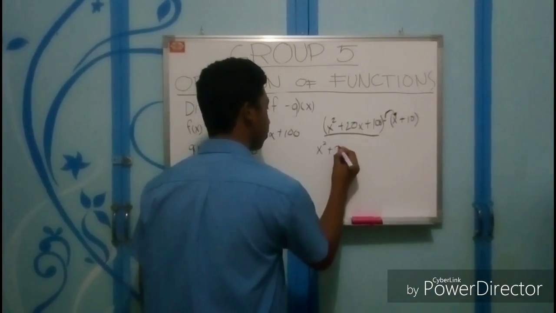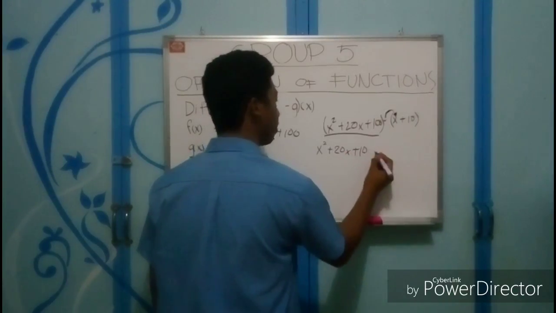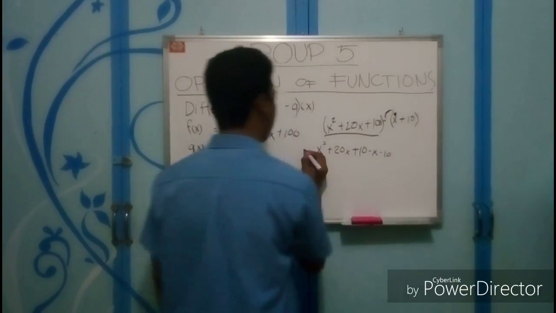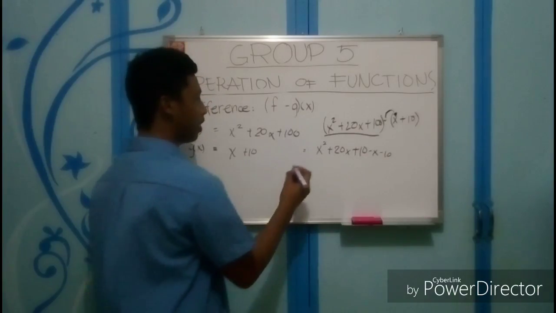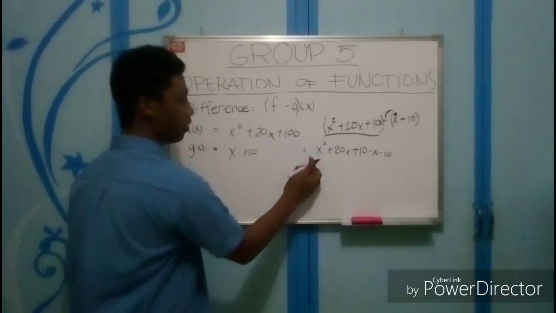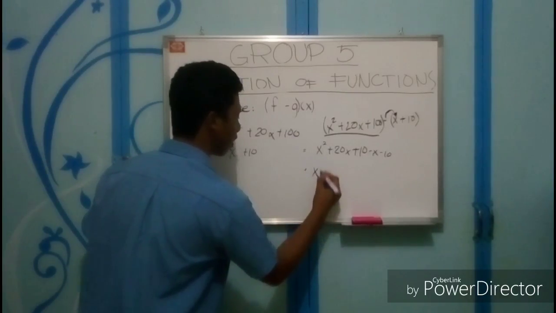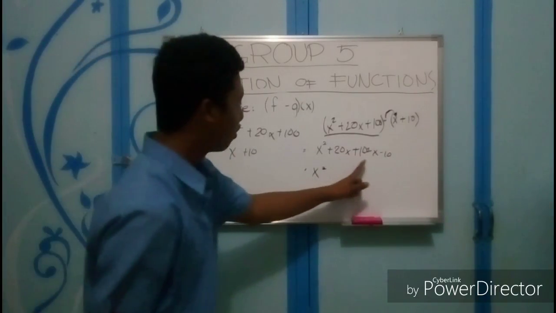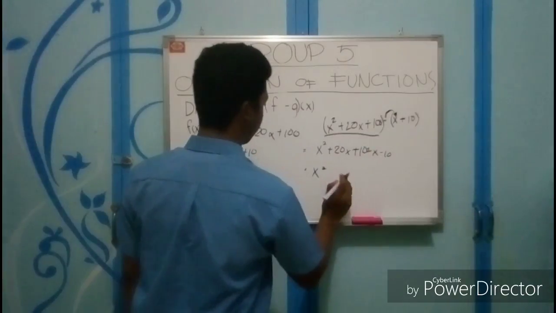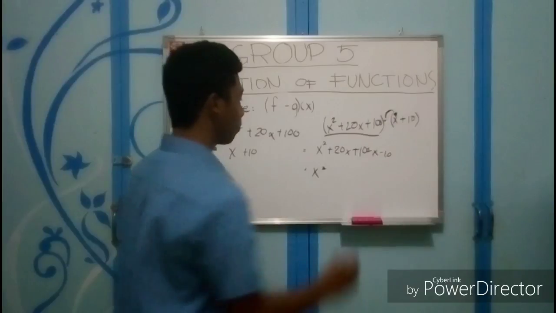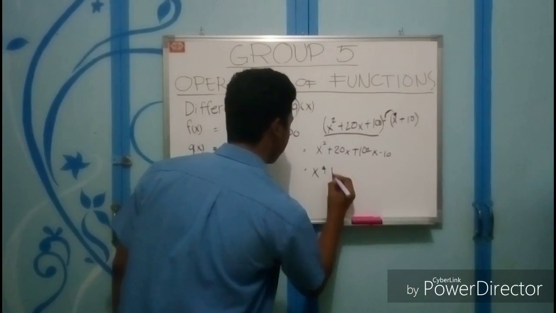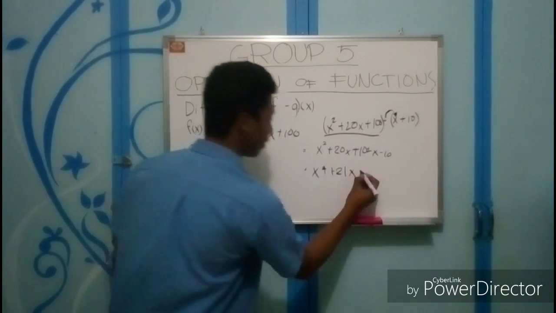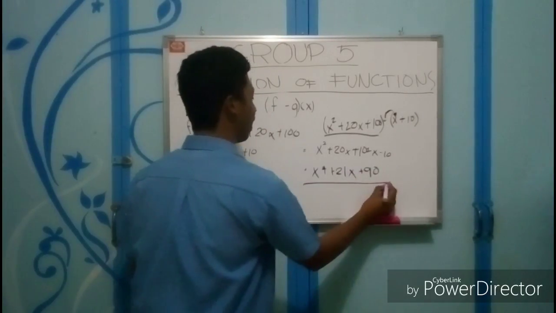So, that will be like this: x squared plus 20x plus 100, your positive x will become negative x, your positive 10 will become negative 10. Afterwards, still as usual, simply add like terms. For example, your x squared has no like terms, you'll just copy it. And your 20x plus negative x will become 19x, and your 100 plus negative 10 will become positive 90. And that is your final answer.